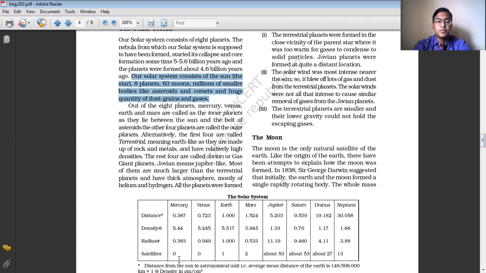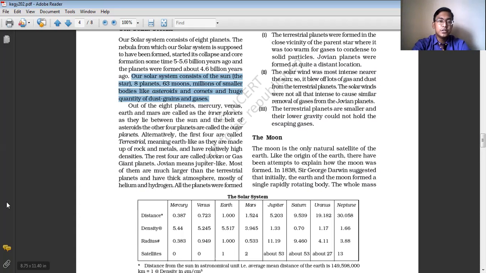63 moons have been formed, and out of the 63 moons, one belongs to the Earth, 2 belong to Mars, 53 belong to Jupiter, and 53 belong to Saturn, 27 belong to Uranus, and 13 belong to Neptune. Whereas Mercury and Venus do not have any satellite or moon. So our solar system mainly consists of 8 planets, 63 moons, and millions of smaller bodies like the asteroids, the comets, the dust particles, the grains, and all.